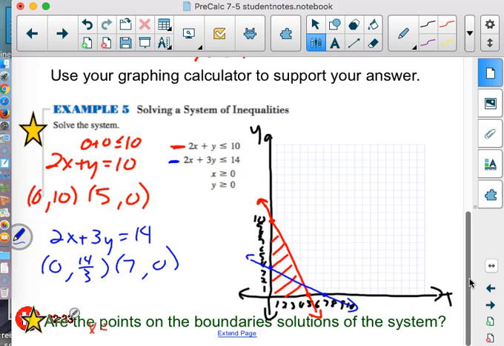Can we test 0, 0 for that one? Yeah, it doesn't go through 0, 0. Our blue line doesn't hit 0, 0. So we test 0, 0. It's going to say 0 plus 0 is less than or equal to 14. Is it? Fabulous. So we shade down.